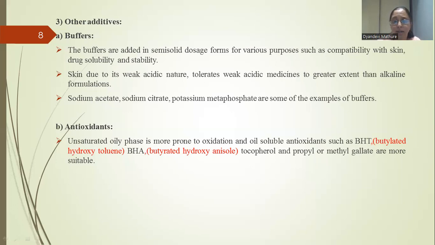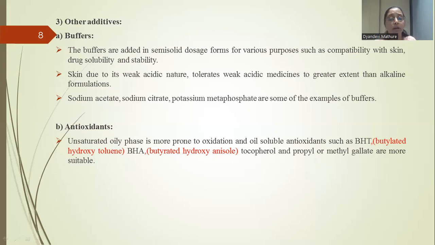Now again, antioxidants are water soluble also, and water insoluble also. Okay, there are 2 types of antioxidants. So if the base which we are using is a water soluble base, we can go for selection of water soluble antioxidants. Say for example, tocopherol, or ascorbic acid, which is an example of a water soluble antioxidant.